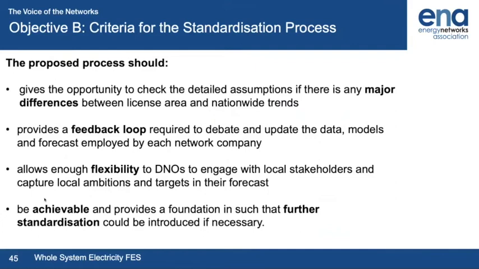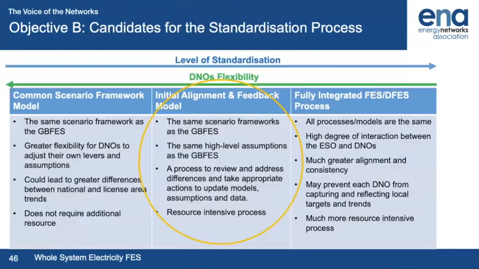So when we wanted to discuss and come up with a process for the standardization, we set up a list of criteria that we need to have for that process. First of all, it should give us the opportunity to check our assumptions if there is any significant difference between National Grid trends and license area trends, or between different DNOs. It should provide a feedback loop that allows us to debate and update our data models and the forecast. It also should provide enough flexibility to the DNOs to engage with local stakeholders and capture local ambitions and targets in their forecasts. And finally, considering the extent of the work, it should be achievable and provide the foundation for further standardization in future if it's required. And next slide, Dan. Thank you.